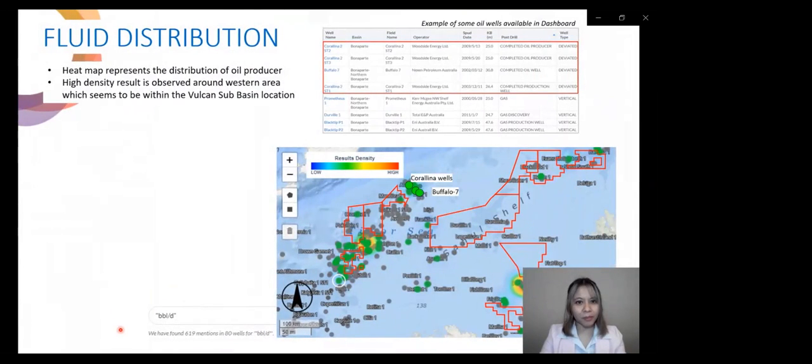Similarly, barrel per day can be used to represent oil producer. So, as you can see from the map, high density result is observed in the western area. I guess we can say that most of the high producers are located here, which seems to be within the Vulcan sub-basin area.